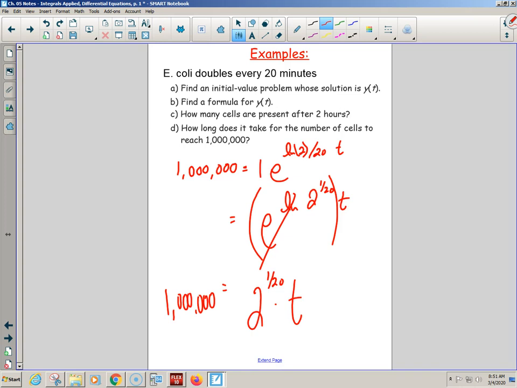I wonder how long it would take for my single E. coli to become 1 million. I'm going to go plug it in my calculator as you guys get out of here.